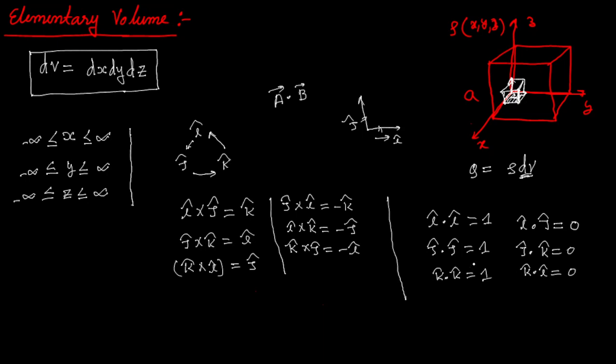Okay. So I hope if you know these things related to the rectangular coordinate system, that will be enough to understand electromagnetic theory. Next, we have to learn about the 2D polar coordinate system.